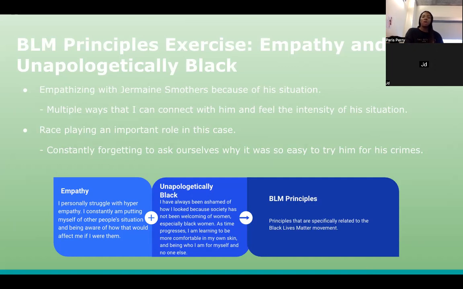And I also want to take the time to acknowledge that race did play a role in this trial. I mean, race plays a role in most of all Black Lives victims' situations. So we need to constantly remember that it's easier to try him because of what he looks like and his race, especially for people of color. It's a lot easier for them to be subjected to injustices because of what they look like.